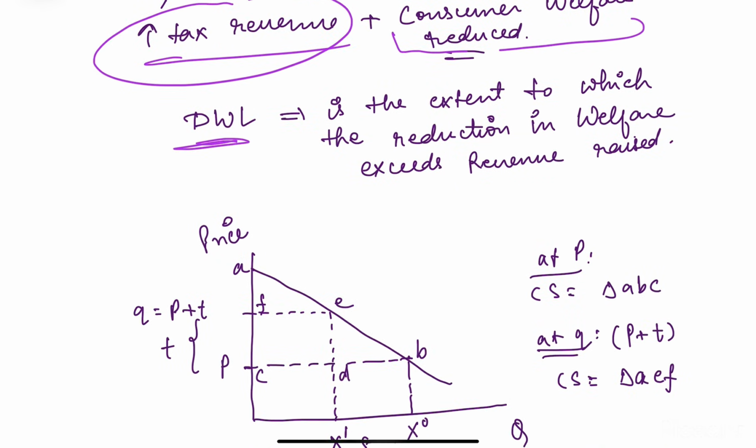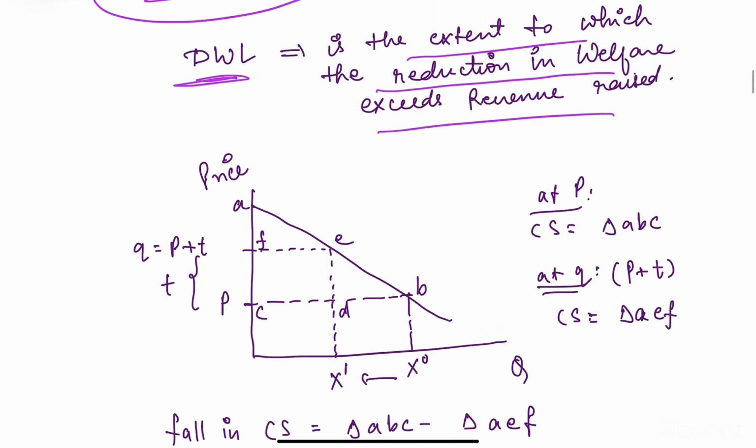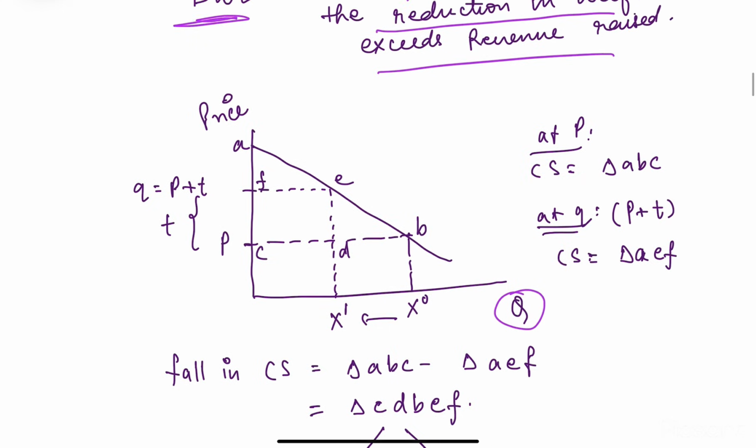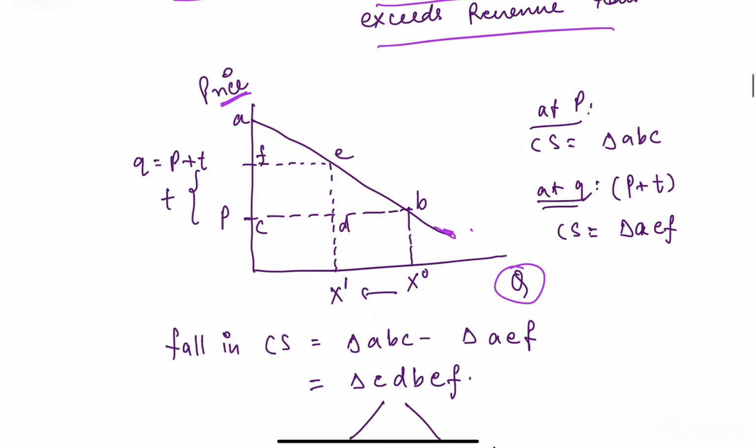So deadweight loss is what? It is the extent to which the reduction in welfare exceeds revenue raised. So we will look at this definition through this figure. On the x-axis we have quantity, that is, we can say consumption demand, and here this is the price on the y-axis, and this downward line is the demand curve basically.